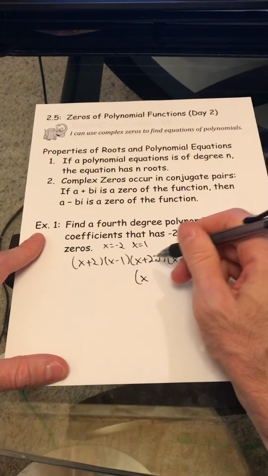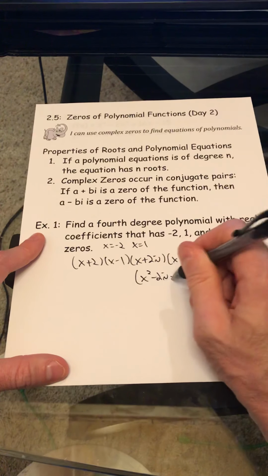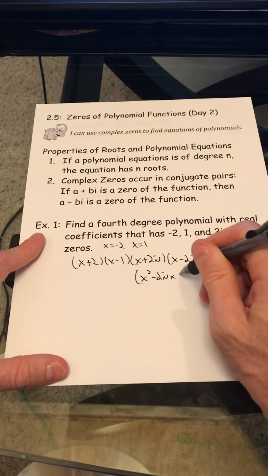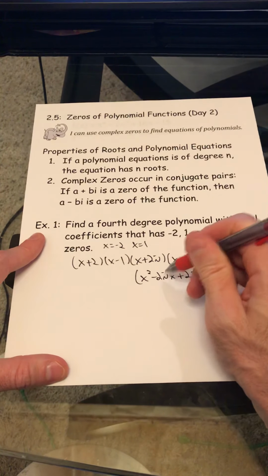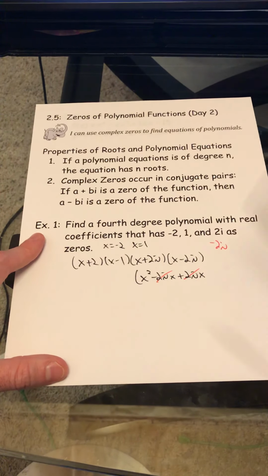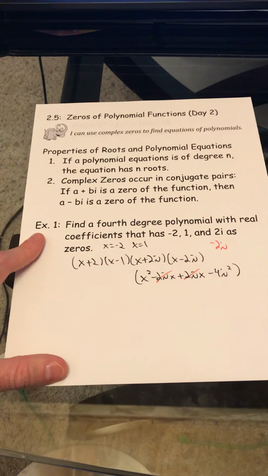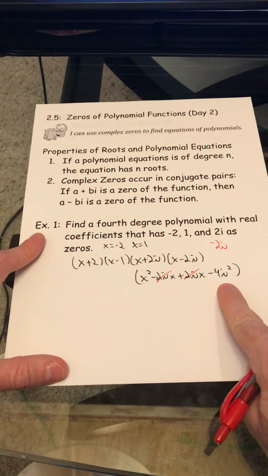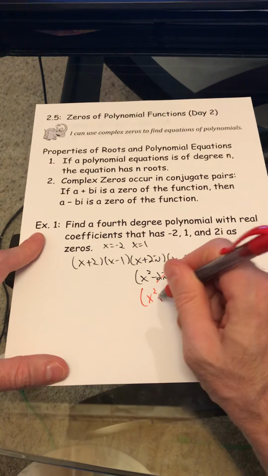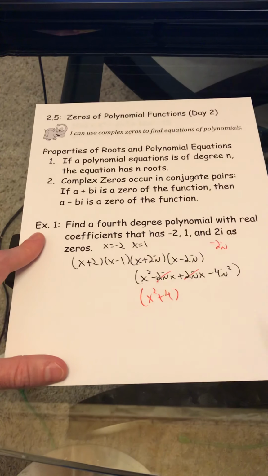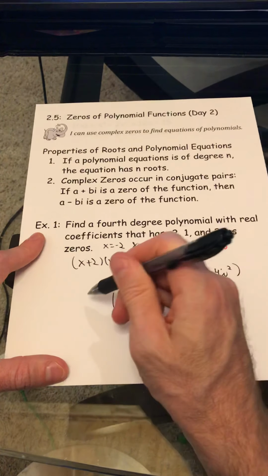So, x times x is x squared. There is a minus 2ix. There is a plus 2ix. Now, if you said, I didn't need to write that out, don't worry about it. And then there is a minus 4i squared. And once again, if you said, I could have just told you this is x squared plus 4, by all means, do that. That's just letting you see where that all came from.